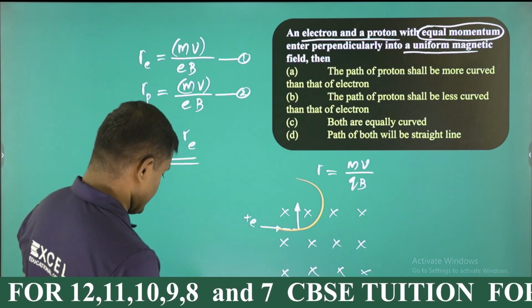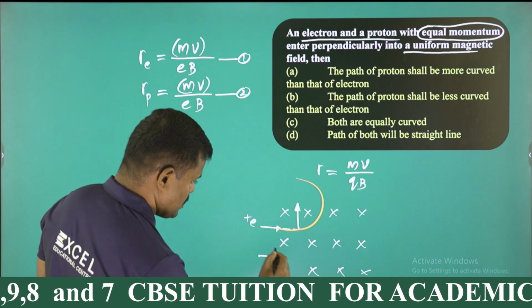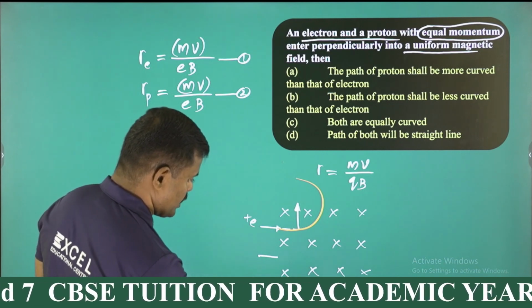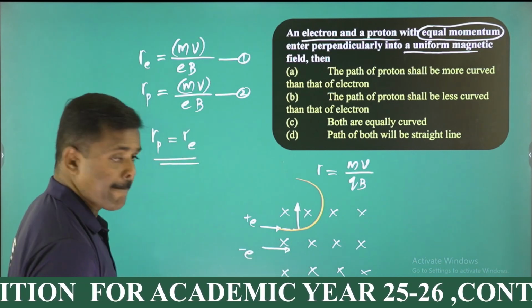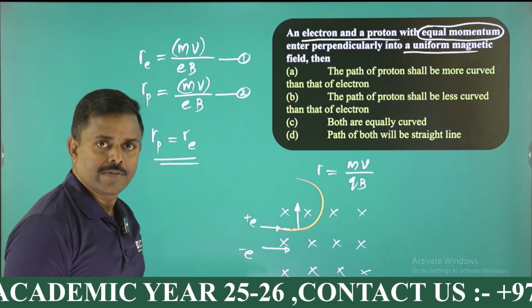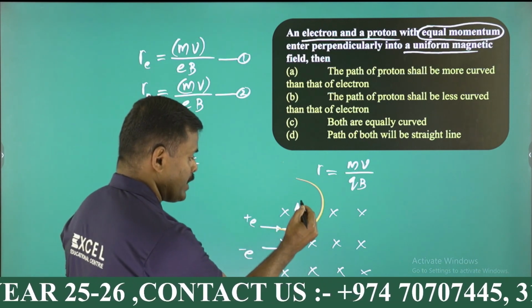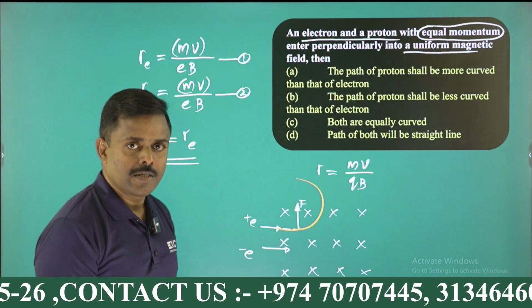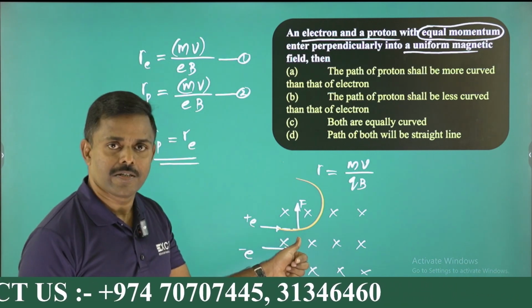And let us look at the electron. How about the electron? I said proton and electron enter, right? The proton is positive, the electron is negative. That will show in the direction. So for this one, I got the force downward. Did you understand how I got that force direction? We did that in a previous question.